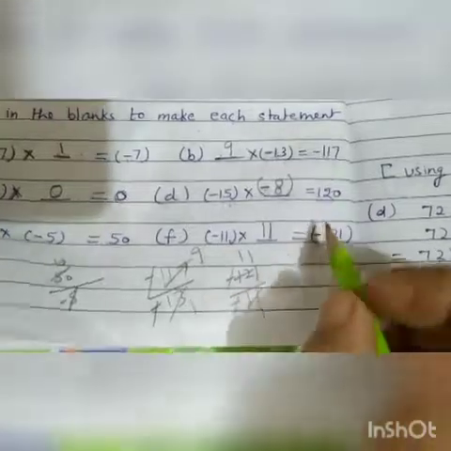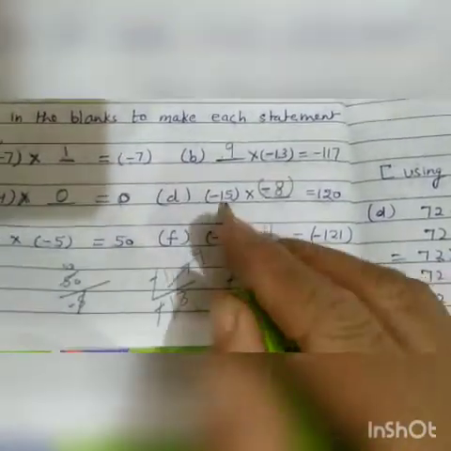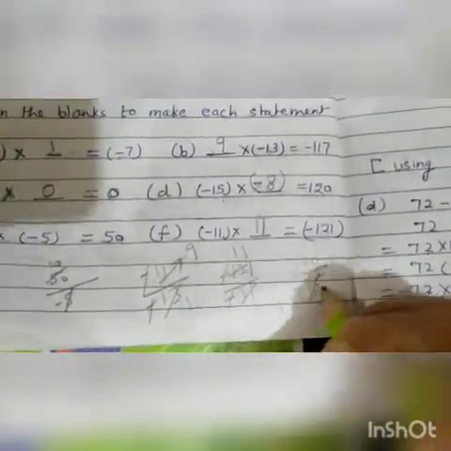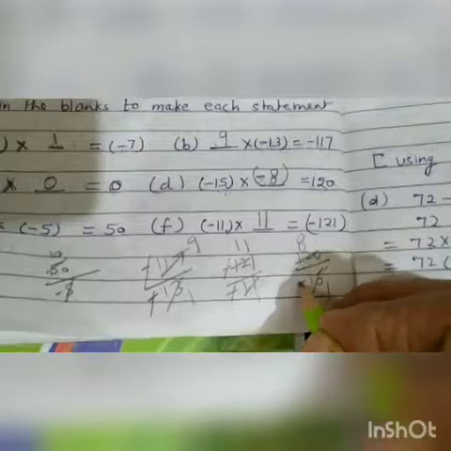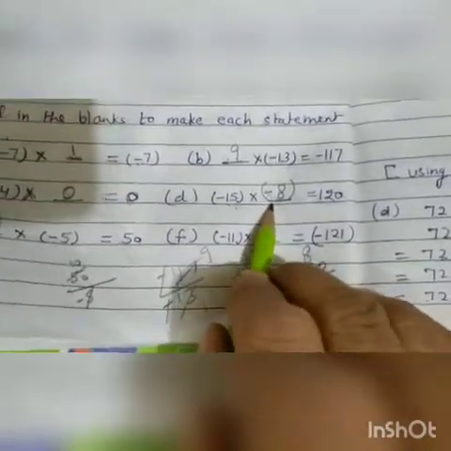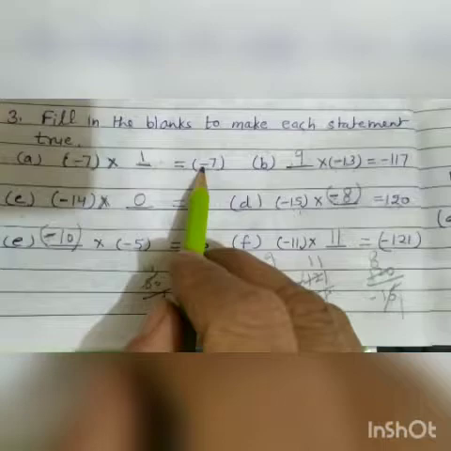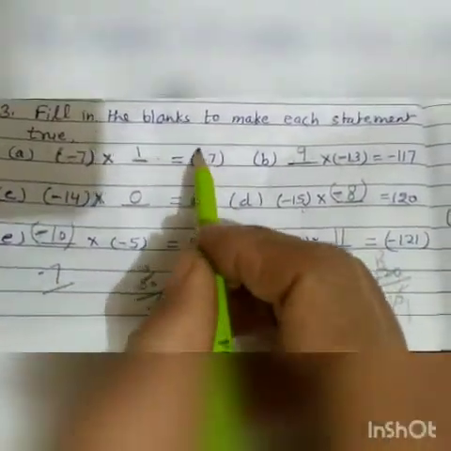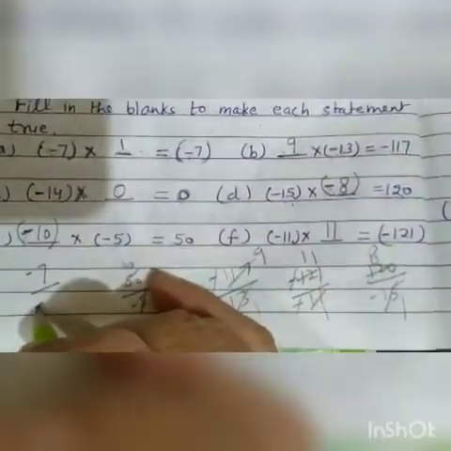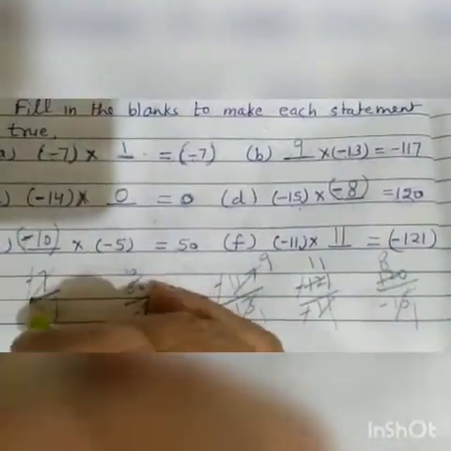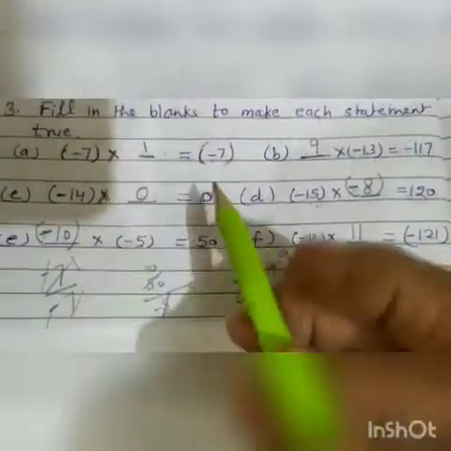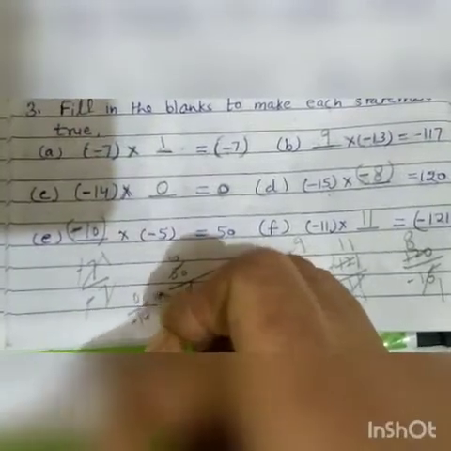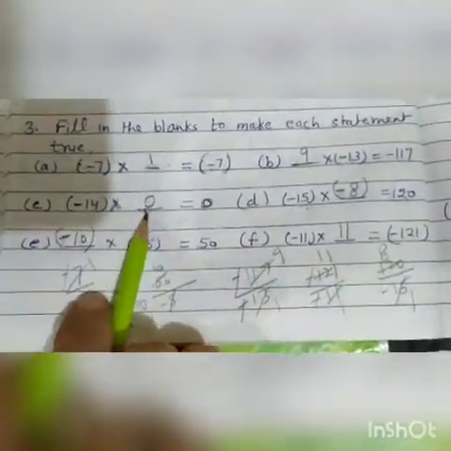In the same way, this one. See, 120 upon minus 15. 15 times 8 is 120 with this minus sign. So it is minus 8. In the same way, this one, we will divide this minus 7 by this minus 7. Minus minus cancel. It is plus 1. In the same way, this one, 0 upon minus 14 is 0. So the answer is 0. Clear?